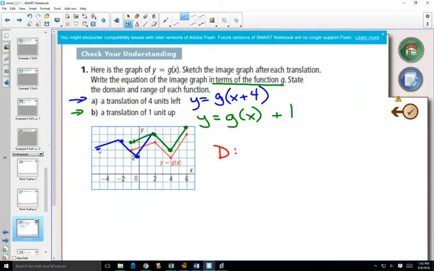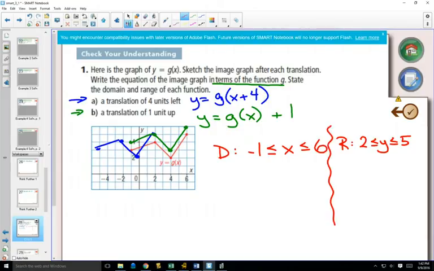Domain is our x values. Our x values start at -1, and they go up to 6. This is on the original domain. And our original range, the smallest value is 2, and it goes up to 5. So 2 is less than or equal to y is less than or equal to 5. So in set notation, whenever we are doing values between something and something else, then you have a double inequality with the x or y in the middle.